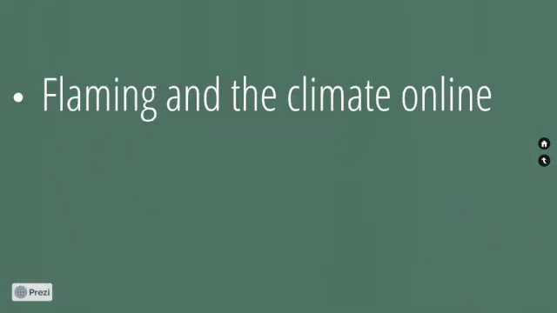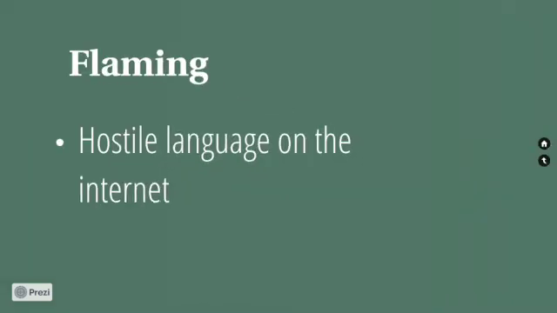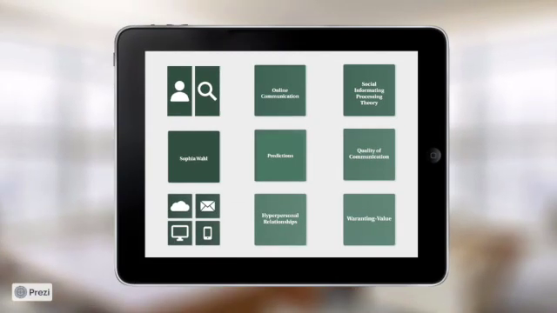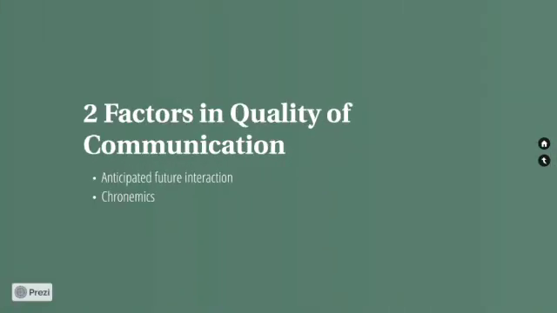Another prediction was that the internet would become a toxic climate, full of hostile language known as flaming, making it difficult to create relationships. However, Walther points out that in-person communication can be the same way.